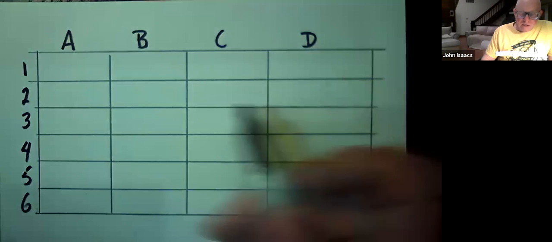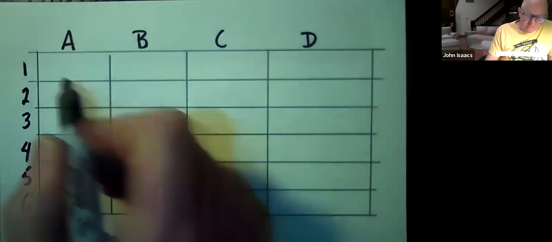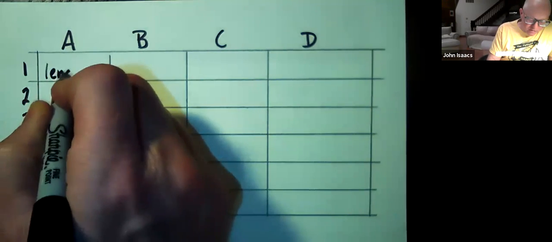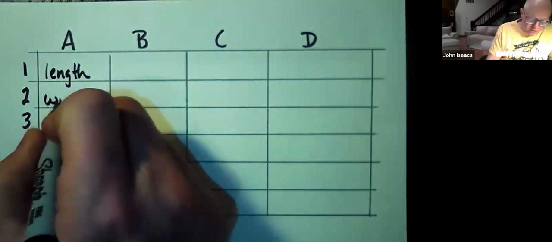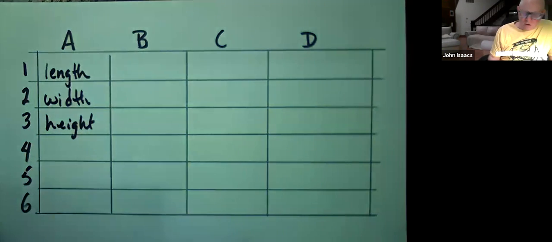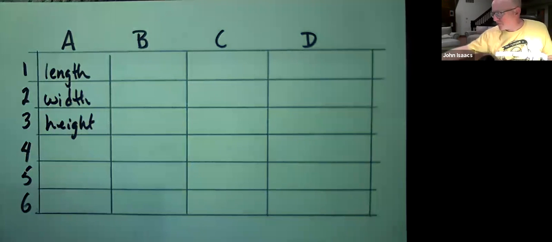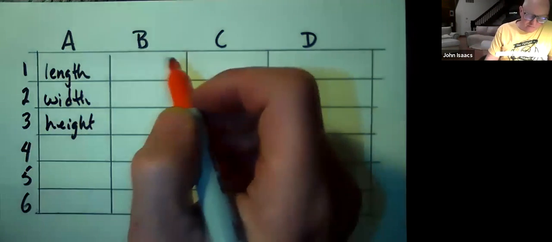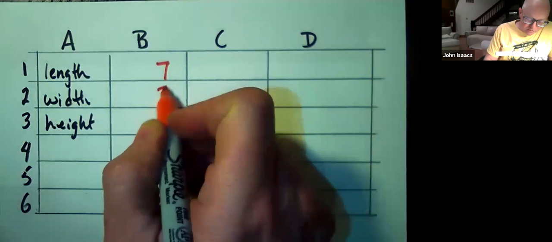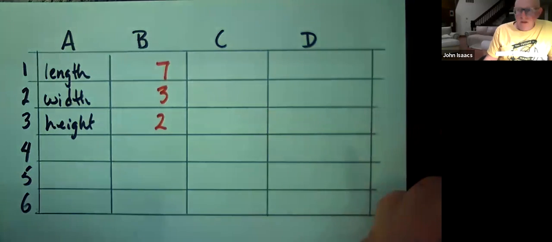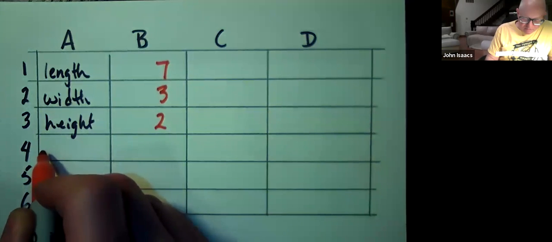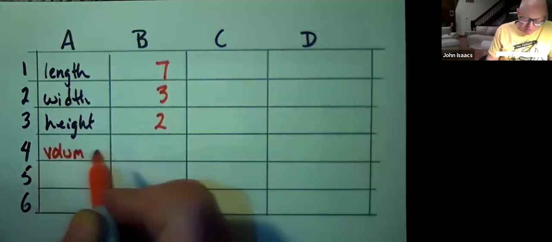So in a spreadsheet, you might want to label the first column those three words. So here you might put length, here you might put width, and here you might put height. Okay. And then next to those, in the next column, you might put numbers. Let's say you put 7, and you put 3, and you put 2. So you put some numbers in. And then here you might write in volume.